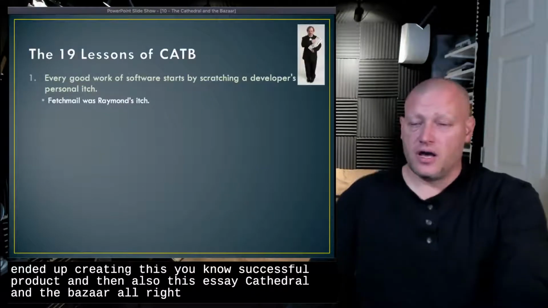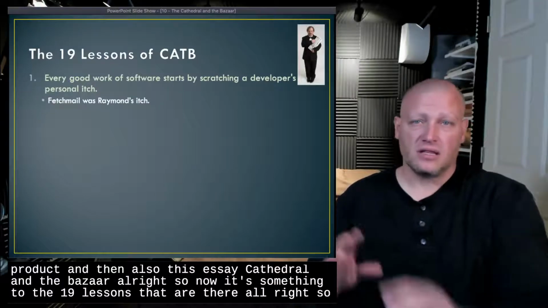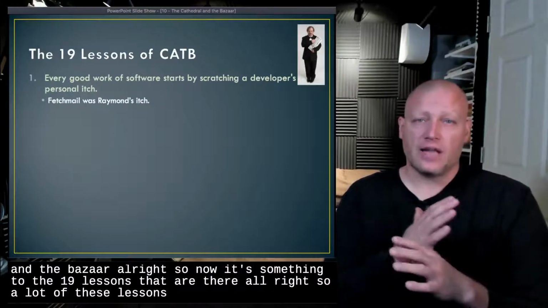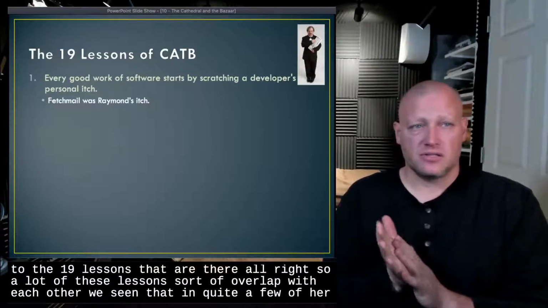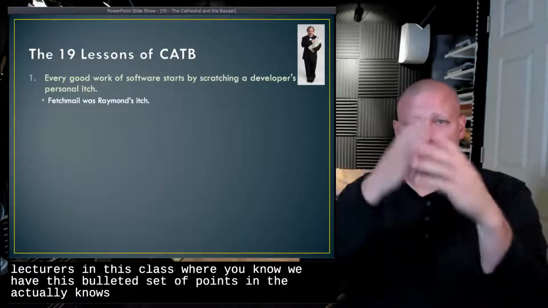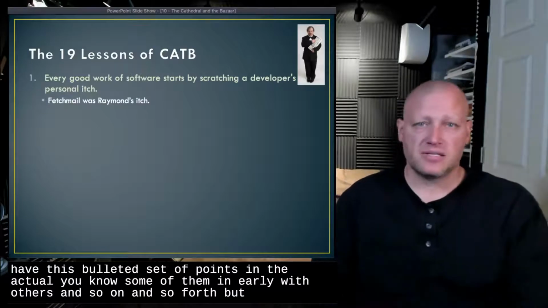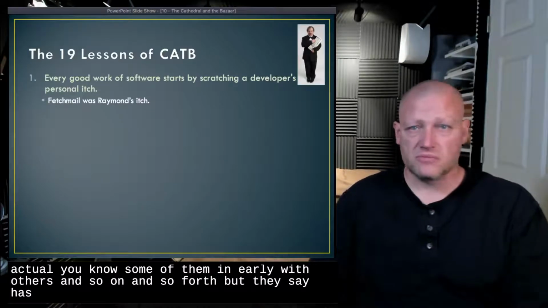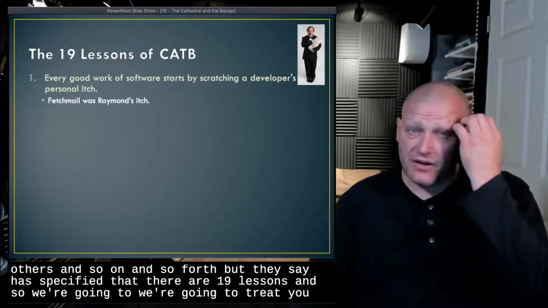All right, so now let's jump into the 19 lessons that are there. A lot of these lessons sort of overlap with each other. We've seen that in quite a few of our lectures in this class, where we have this bulleted set of points and some of them interleave with others and so on and so forth. But the essay specified that there are 19 lessons, and so we're going to treat the essay as it was written.